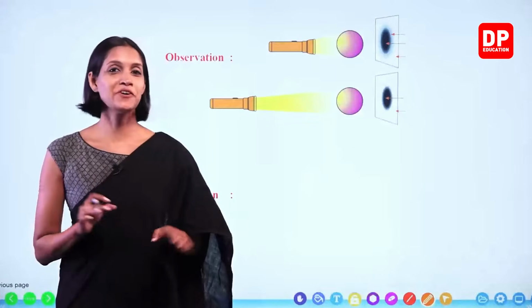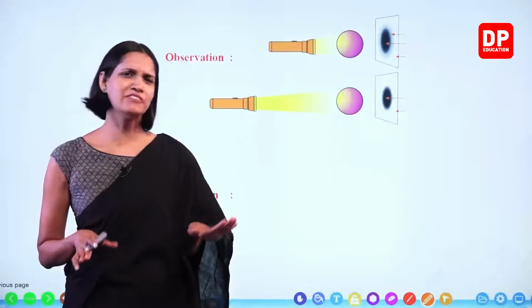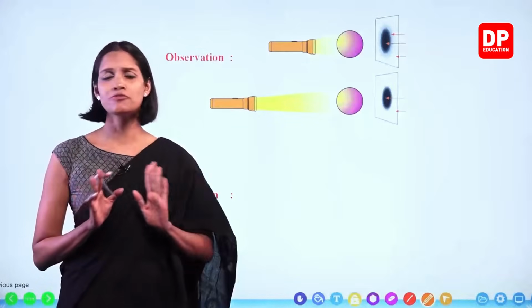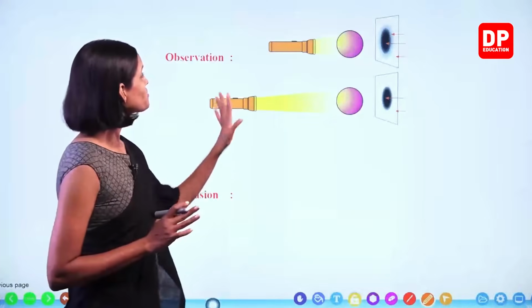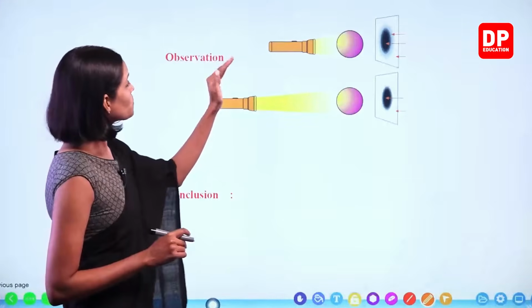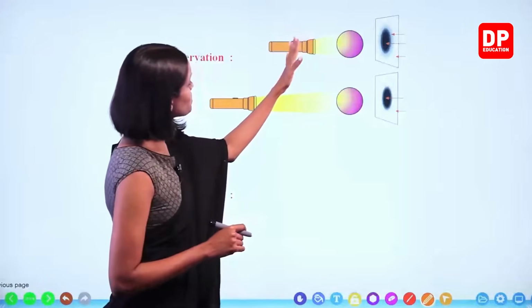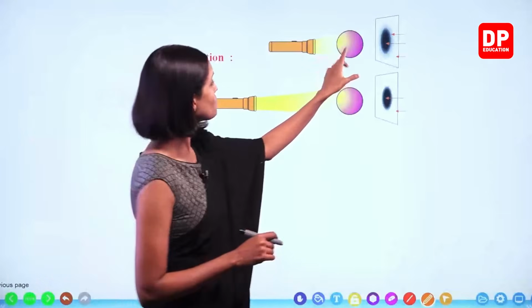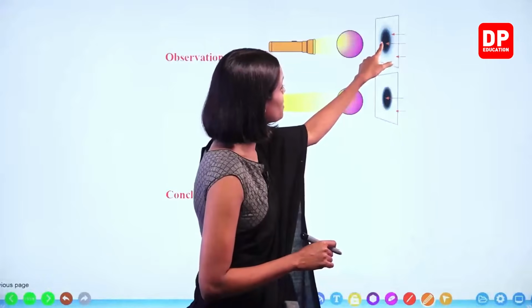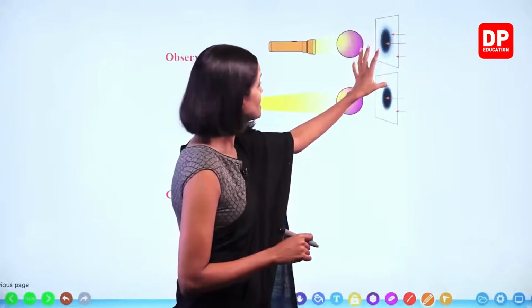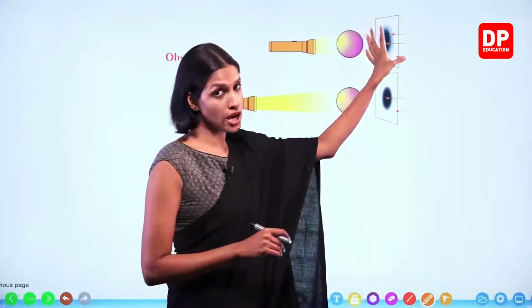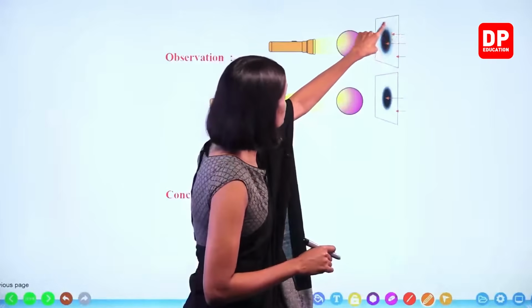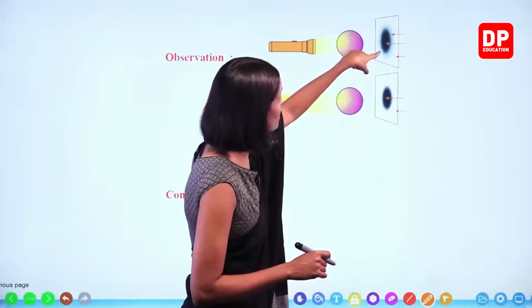Right, children. So you all clearly observed what happened. Even this activity you all can do at home very easily. Okay. So what did we observe? So when the distance between the torch and the ball is less, we observed an umbra, a shadow like this. So here the shadow was not very sharp. Okay. So around the shadow there was a lighter shadow as well.